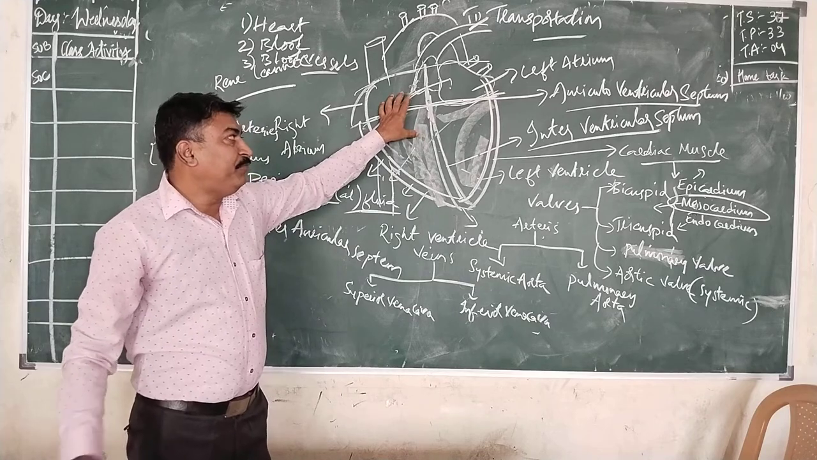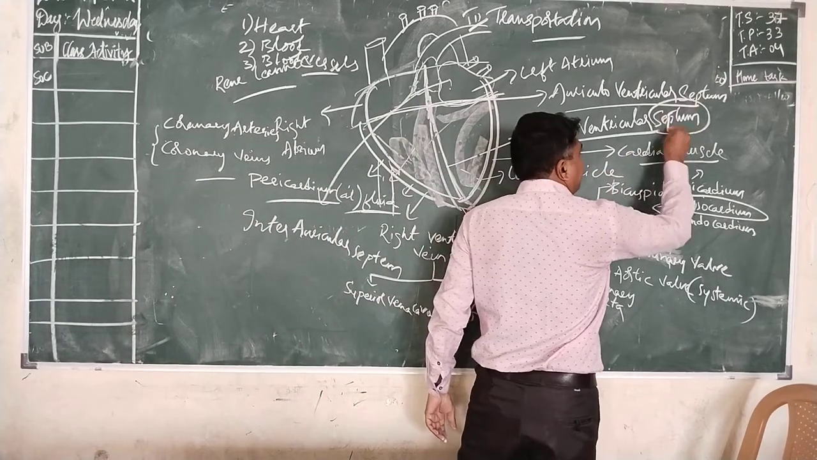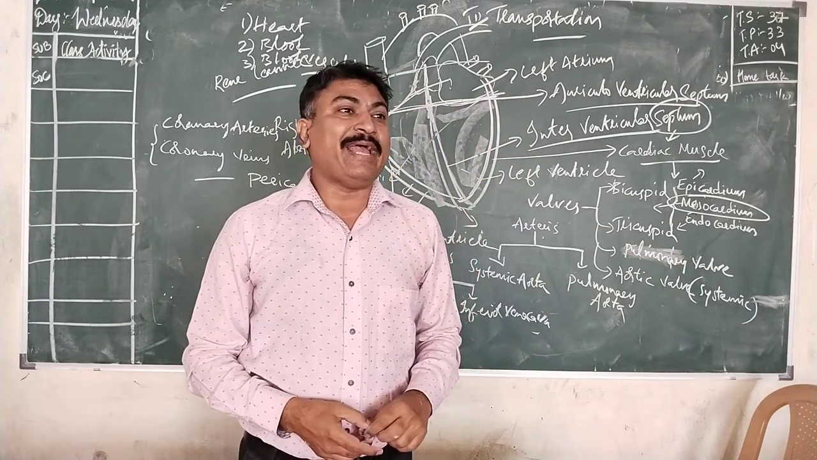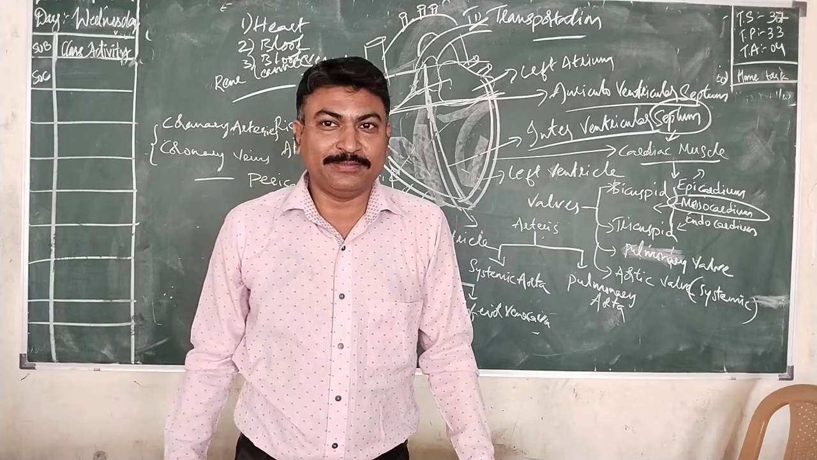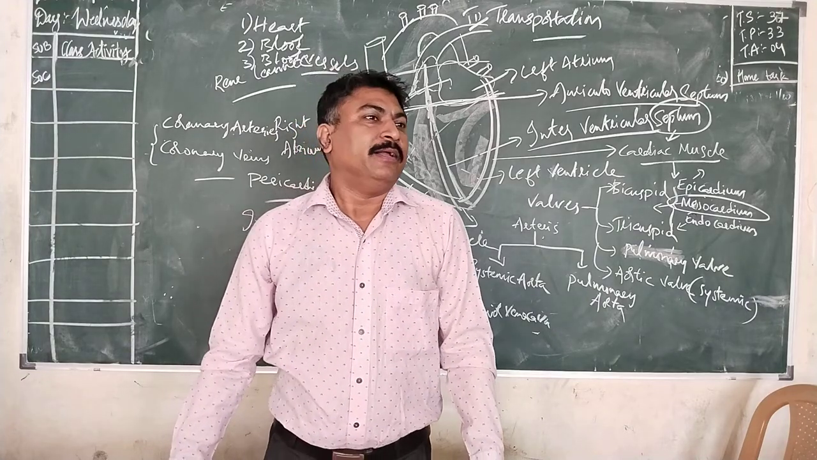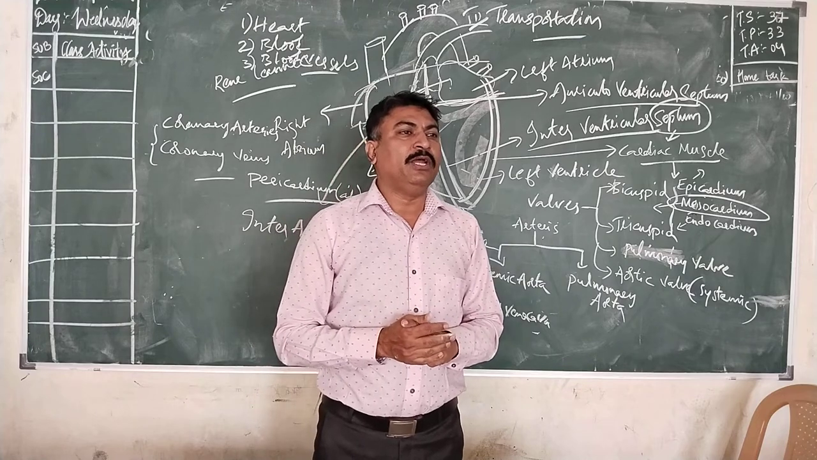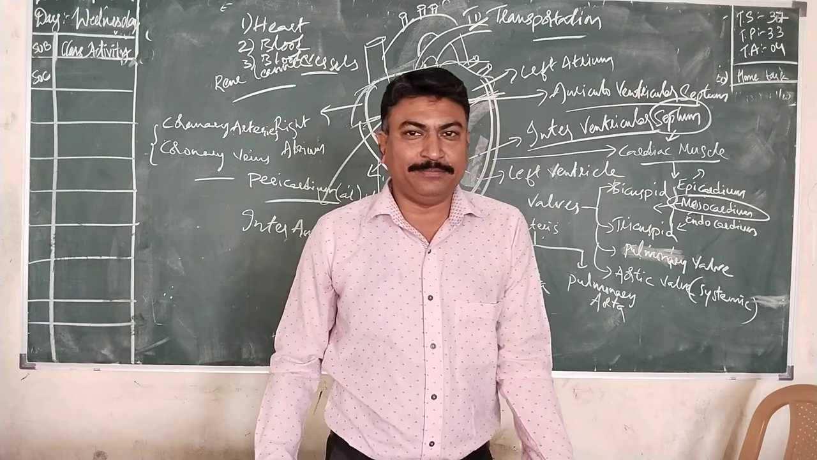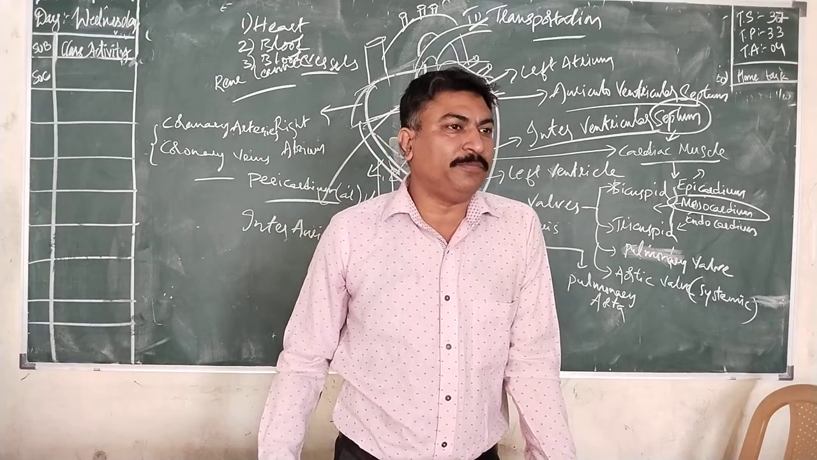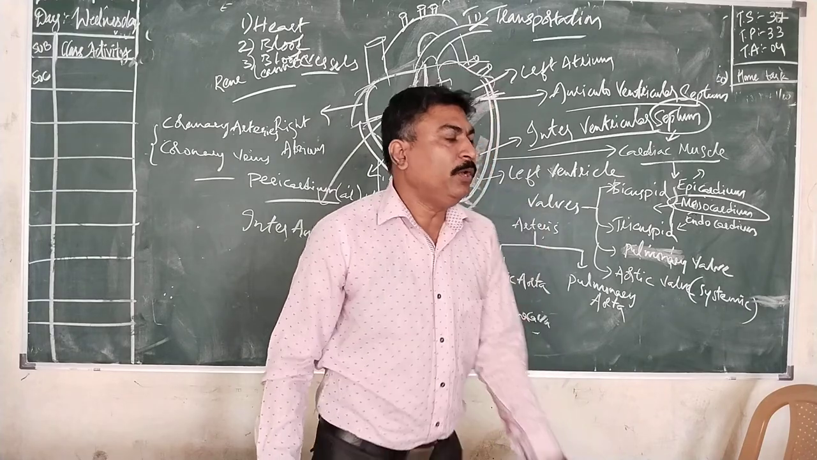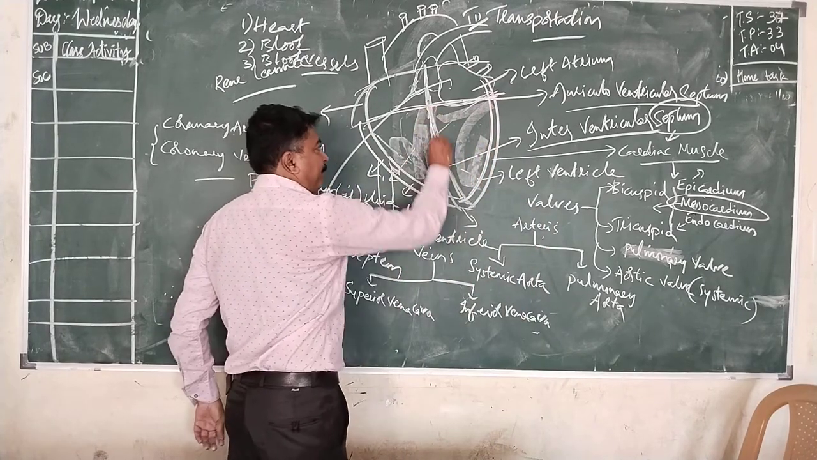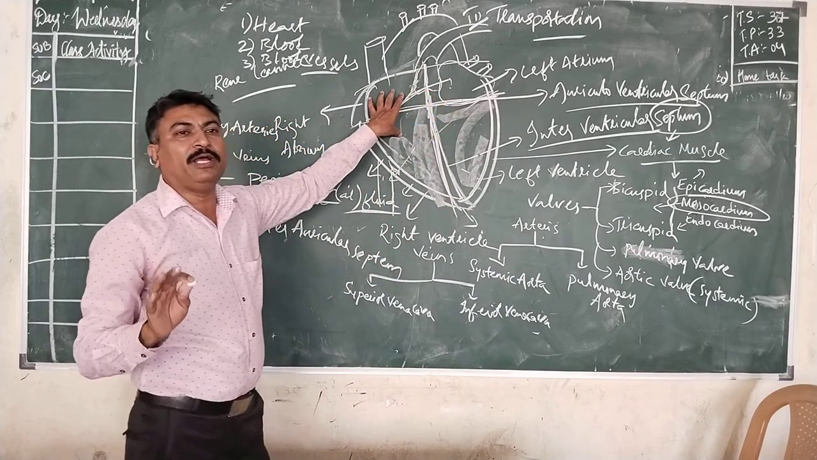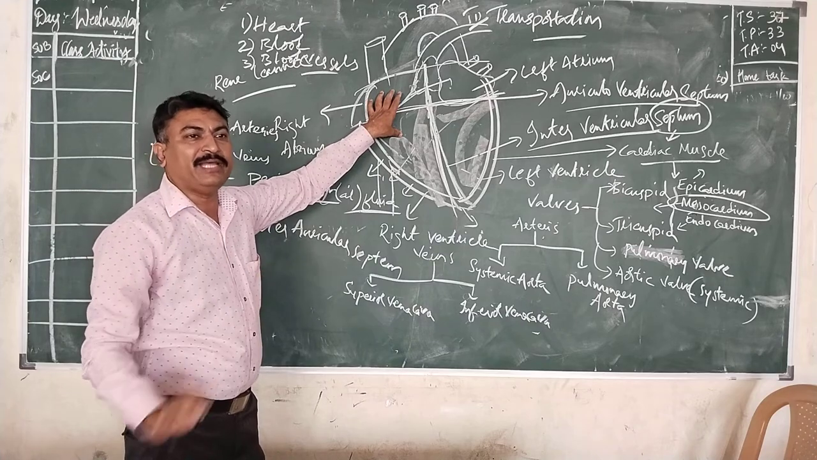Now, what is the main feature of this septum? What is the function of this septum? It acts like a wall. What is the purpose? It divides two chambers. The main function of this septum is not to mix the blood, that is, oxygenated blood should not mix with the deoxygenated blood. So these septums, that is the interauricular septum, interventricular septum and auriculoventricular septum, will not allow the mixture of blood to take place inside the heart.